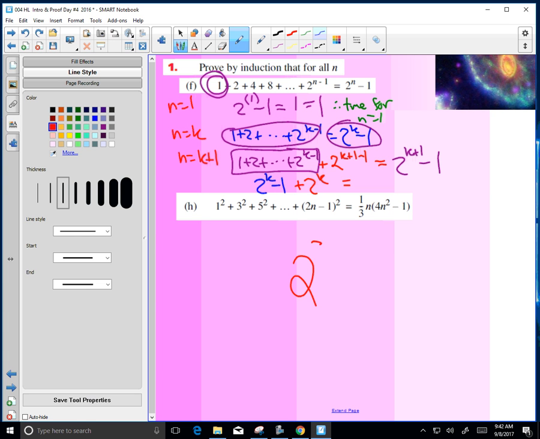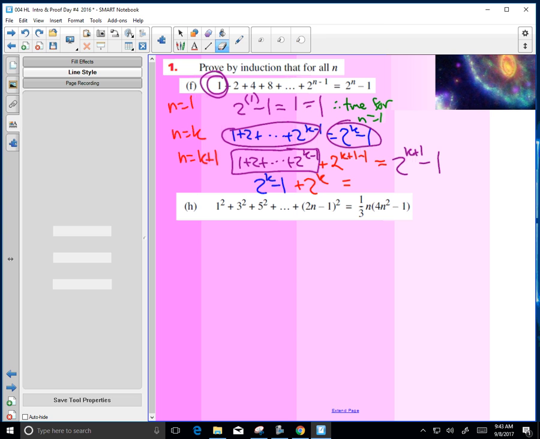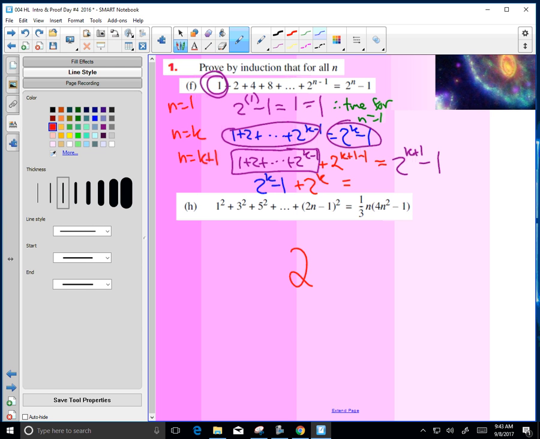What's 2 to the 3rd times 2 to the 4th? What is it? How did you get that so fast? Oh, you add the exponents. Do you agree with that? Because you have 3 of these and 4 of these. So 3 plus 4 will give you 7, or just add those exponents. So you don't have trouble doing that, do you? Then why do you have trouble going backwards?